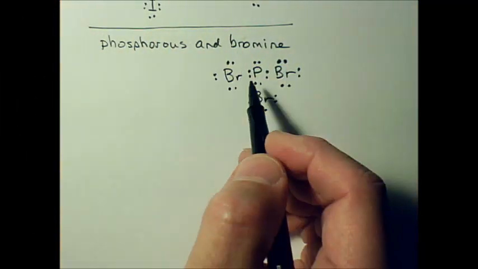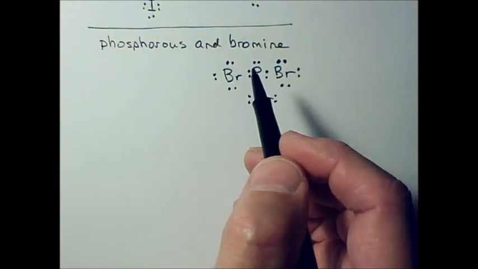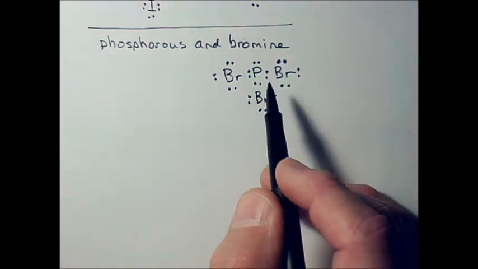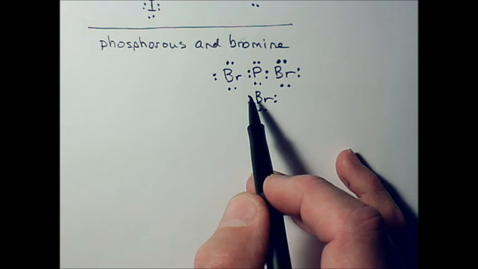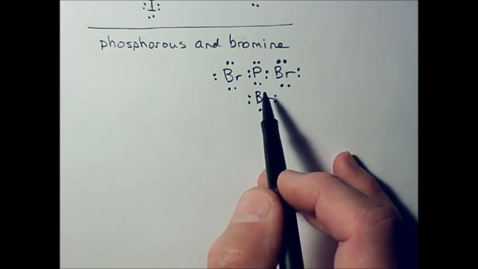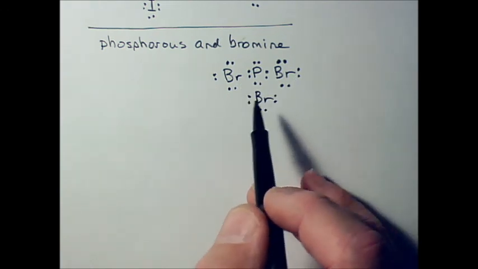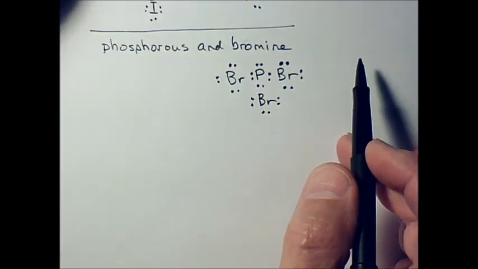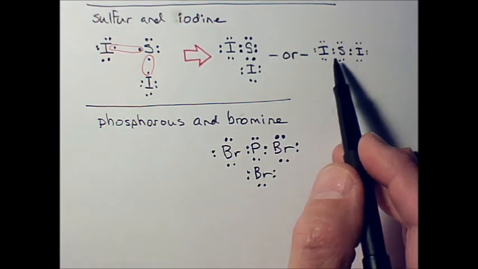Okay, so here's the correct, quiet please, thank you. Here's the correct formula then for phosphorus and bromine. If we were going to name this, 1 phosphorus, 3 bromines, phosphorus tribromide. Okay? If we were going to name this, what would we name it?